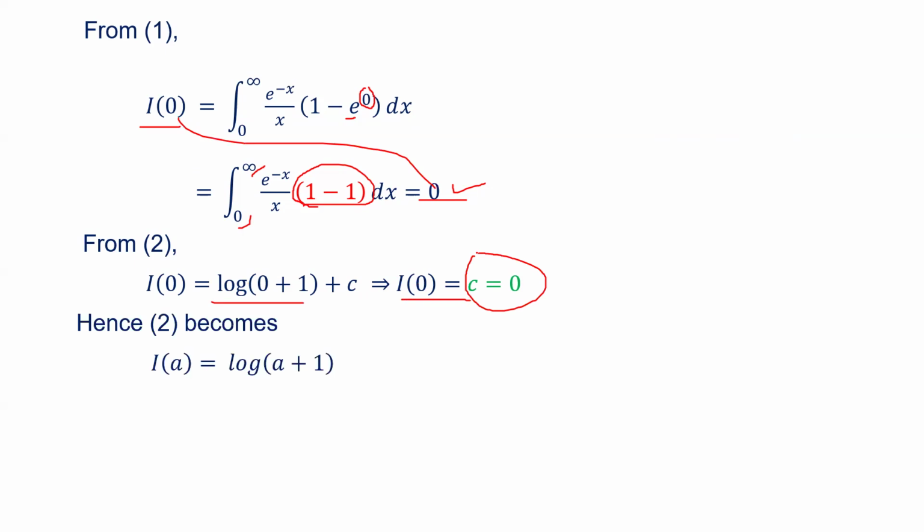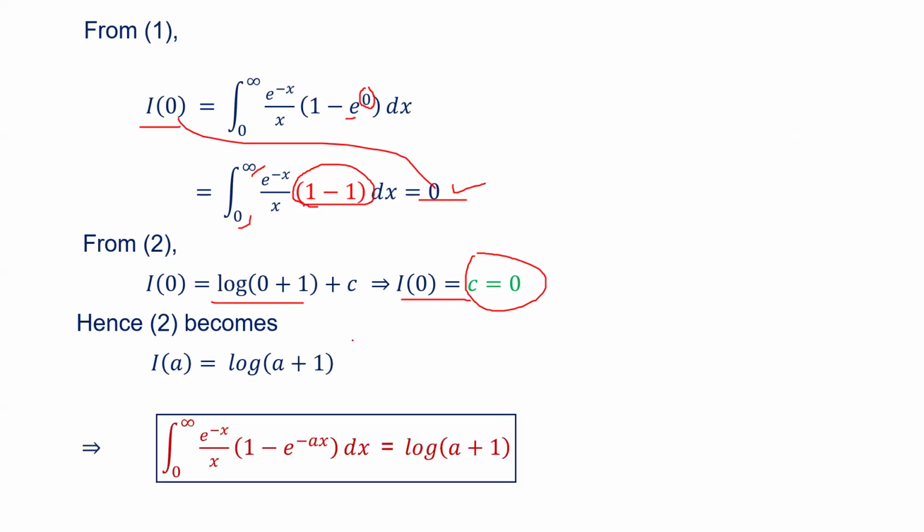I of a is equal to log of (a plus 1), which gives us the integration of e to the power minus x upon x into (1 minus e to the power minus ax) under the limit 0 to infinity with respect to x, which is given by log of (a plus 1). This is the desired result. Thank you.